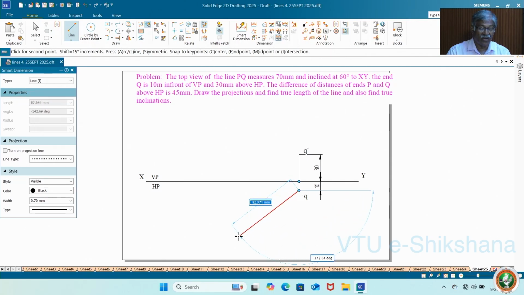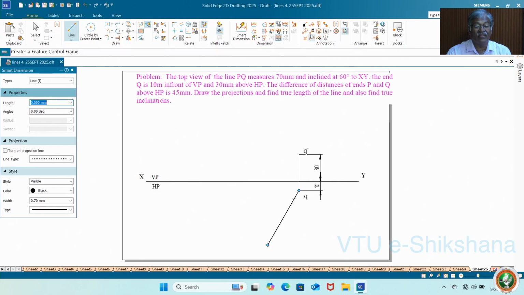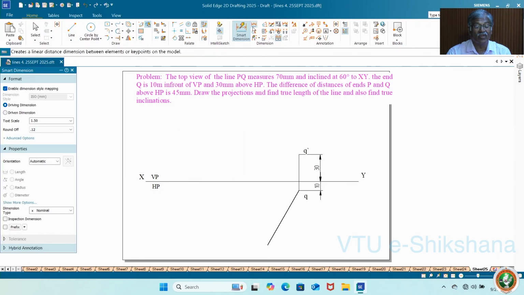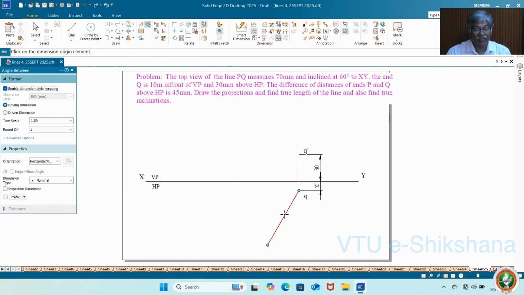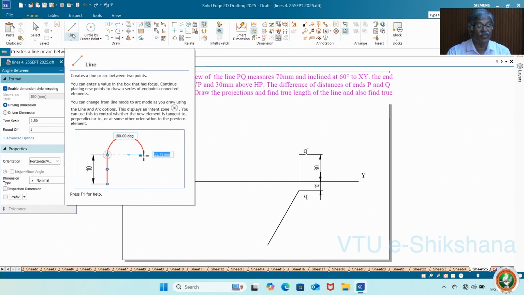This is Q. I have to fix P final, 70 mm and 60 degrees. 120 you have to keep, minus 120 you have to keep. That's what he says, minus 120. Measure before you proceed with the XY line. Yeah, it's exactly 60 degrees. We verified. Better you draw a thin line through the fixed end.